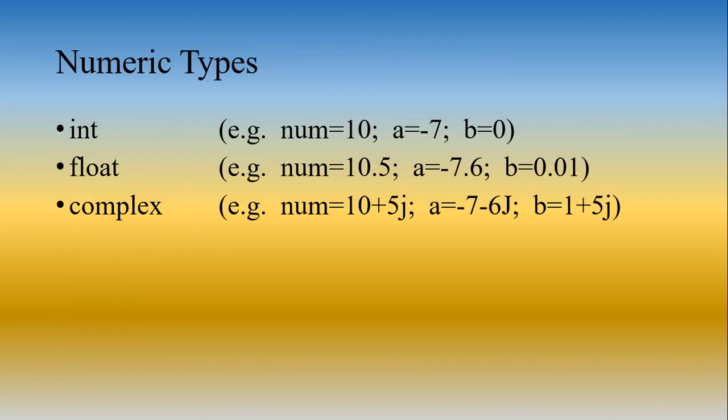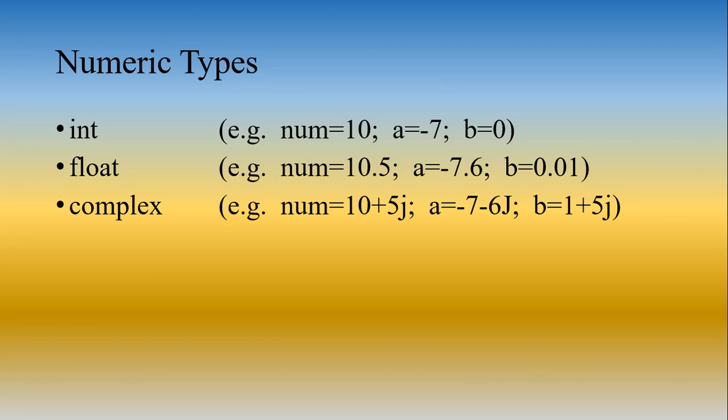Numeric types. Int. Int represents any integer value. It can be a positive or a negative integer. Say 10, minus 7, 0, 100, 2, 11, etc. Float. Float represents any decimal number. It can be a positive as well as a negative decimal number. Say 10.5, minus 7.6, minus 5.5, 0.01, 0.001, etc.